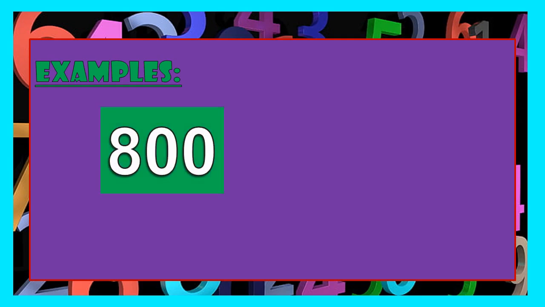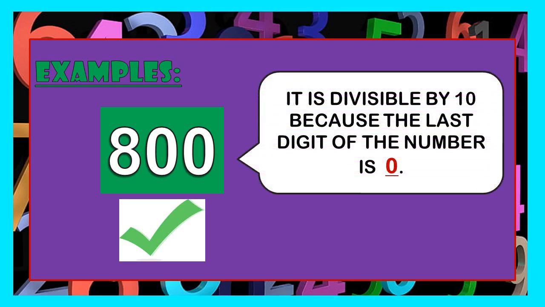Another example, 800. Is it divisible by 10? Yes, you're correct. It is divisible by 10. Bakit? Kasi yung 800 nagtatapos sa digit na 0. So, kapag ang digit ay nagtatapos sa 0, nangangahulugan yung number ay divisible sa 10. It is divisible by 10 because the last digit of the number is 0.